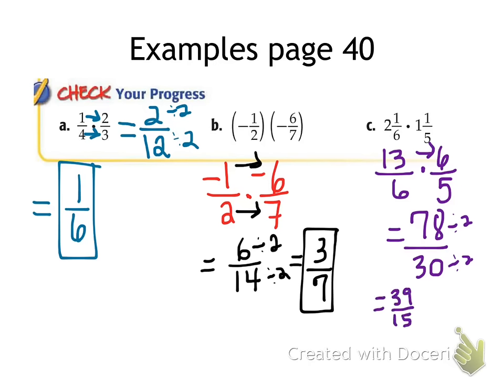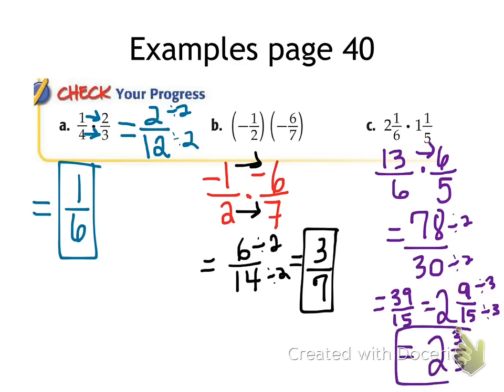Alright, and now I need to, let's change this to a mixed number and see if we can simplify some more. So how many times does 15 go into 39? That would be 2. And that would leave 9 left over, so 2 and 9/15. And I see now that with that 9 and 15, I can divide by 3. So dividing by 3, I have 2 and 3/5 as my final answer. So we got to change those mixed numbers to improper fractions, multiply the numerators, multiply the denominators, and then simplify as possible. Remember, you cannot leave it as an improper fraction. You've got to make it a mixed number.